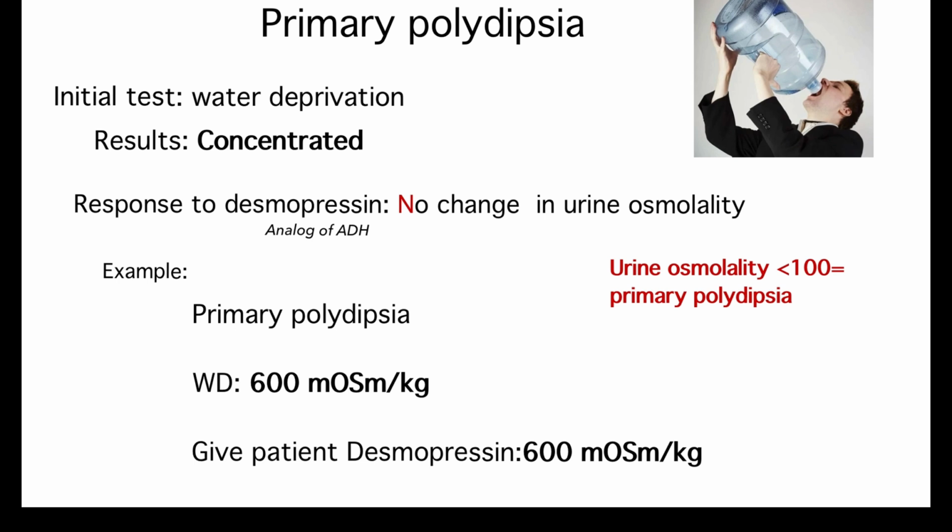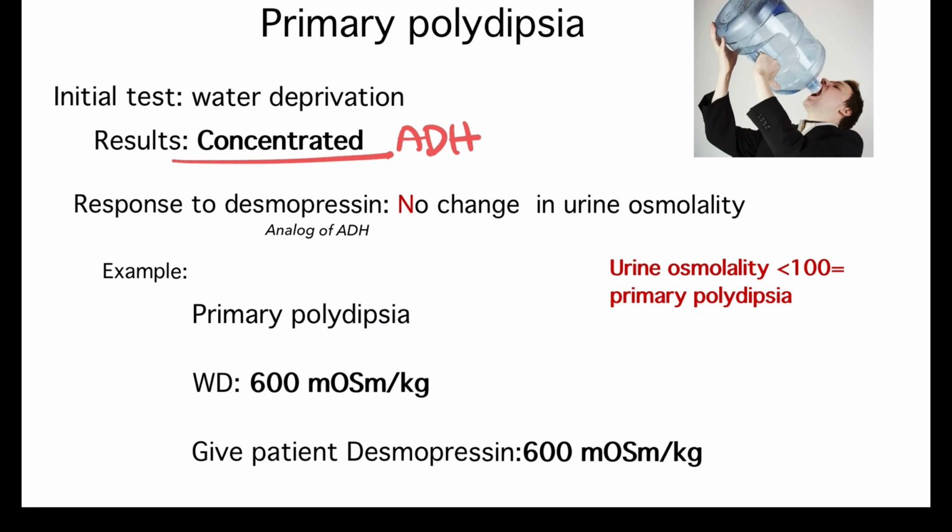We know that the ADH is working properly and the body is producing it and the kidneys are receiving it because the urine was concentrated. So let's think about it. We give the patient desmopressin. We should see no change in the urine osmolality. Why? Because the body already has it. You're just giving the body excess ADH and it already has it inside the body.